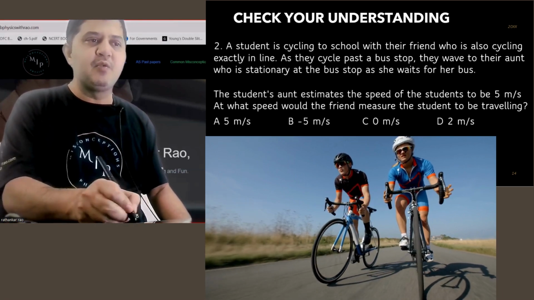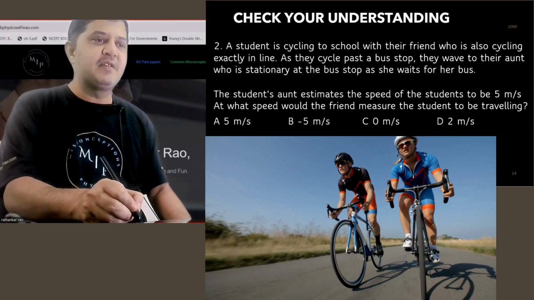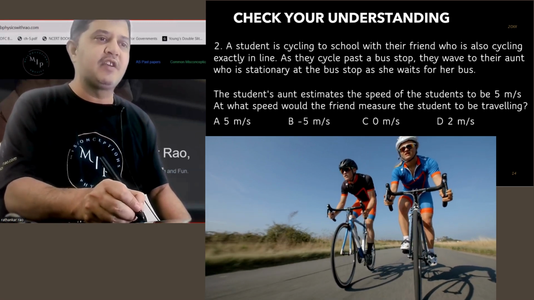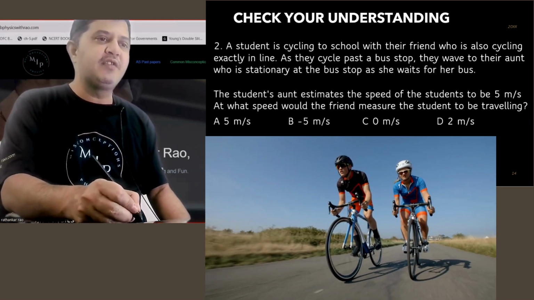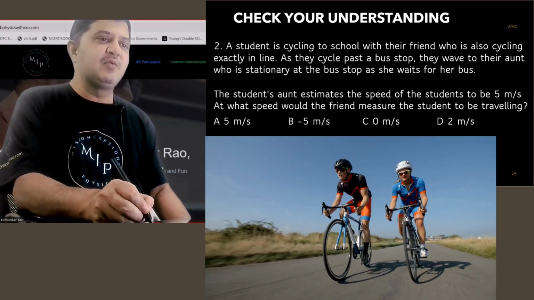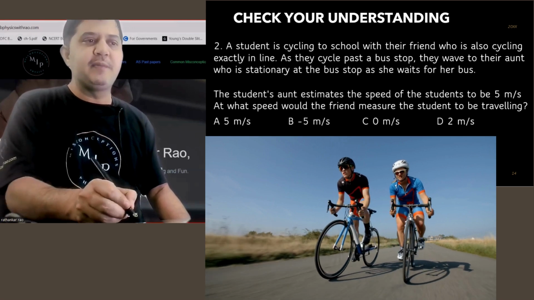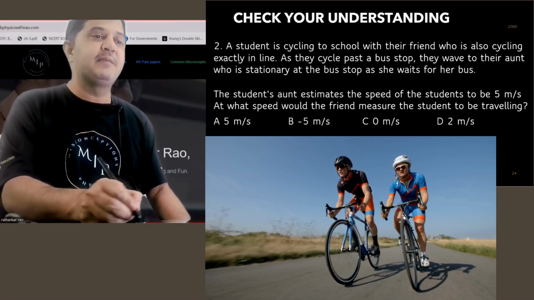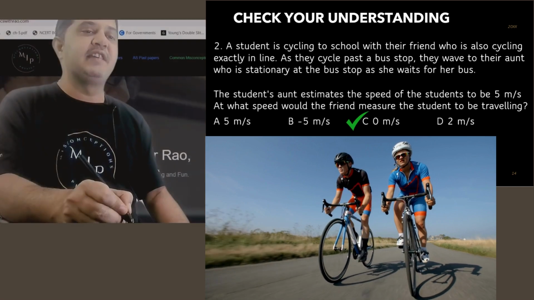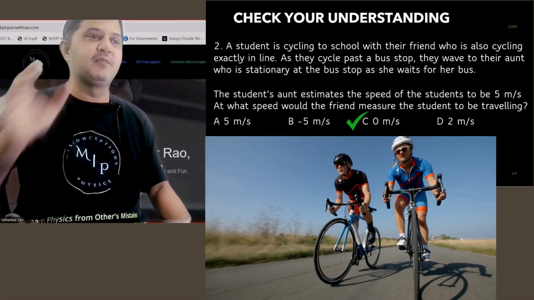So both of them are moving at 5 meters per second. The friend would measure the other friend to be moving at a speed of 0 meters per second, because he is also moving at 5 meters per second. The relative velocity between them is 0. Thus, the answer C is the right answer. Okay, let us move on to the next one.